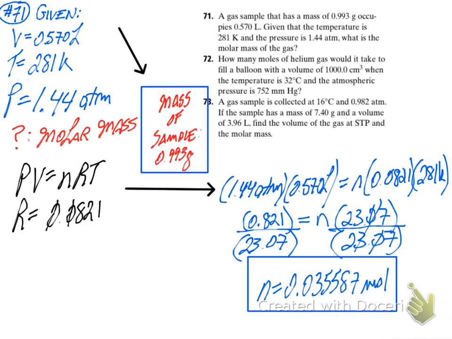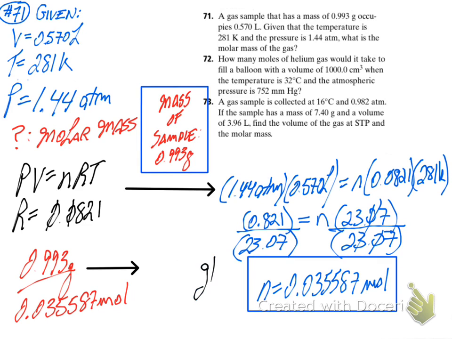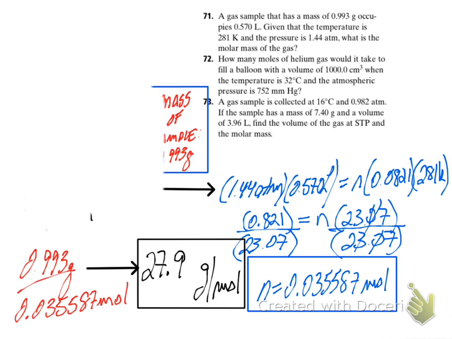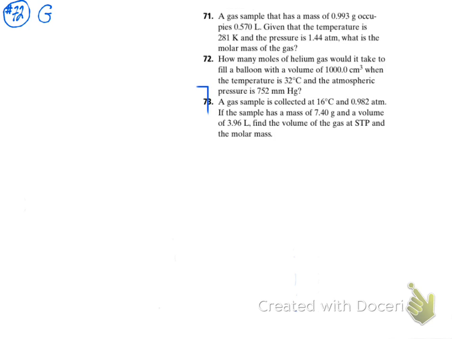So it's not as difficult as it looks, but when I divide 0.993 grams by 0.035587 moles, notice I have grams per mole. That's what we're looking for, folks. And when I divide that out, I get 27.9 grams per mole, which is, in fact, the correct answer. Okay. So if you had a question on that one, I invite you to go back and re-listen, okay? Rewind the YouTube video a little bit. But let's go on to number 72.